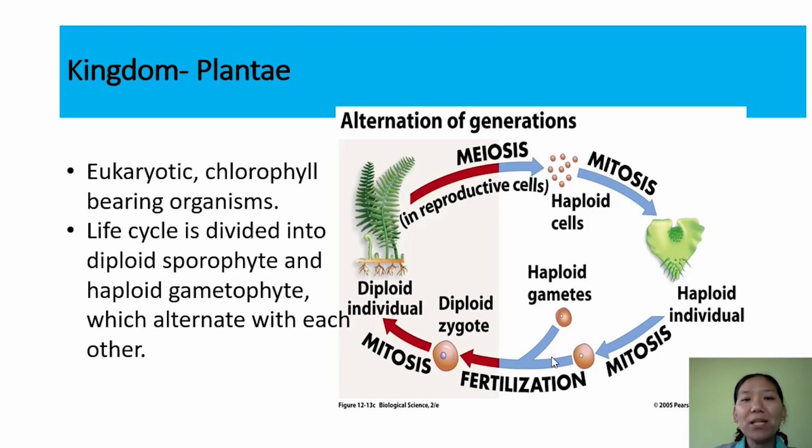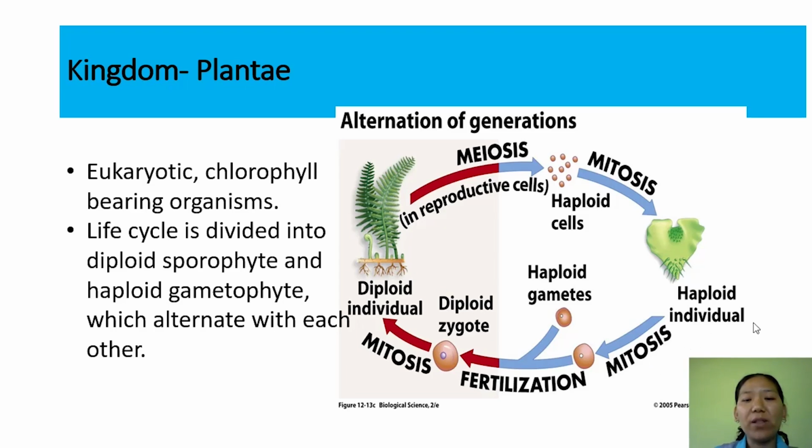All the gametes are haploid. All the zygotes are diploid. Now coming back to the plant kingdom, they have a gametophytic phase which is haploid, and they also have a sporophytic phase which is diploid, and they alternate with each other. That is why we call it alternation of generation.